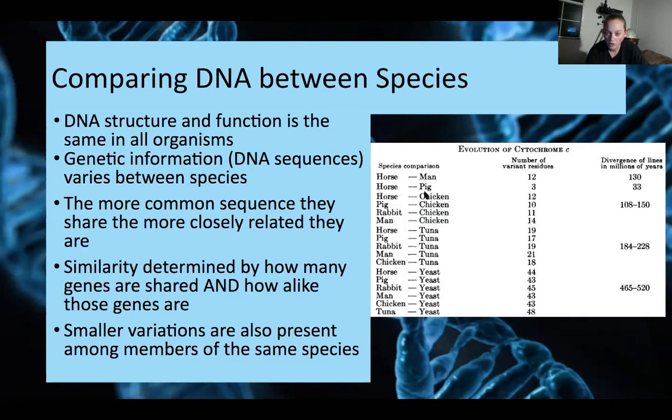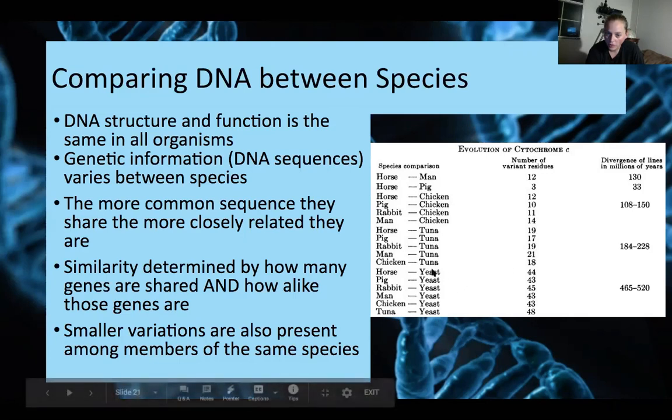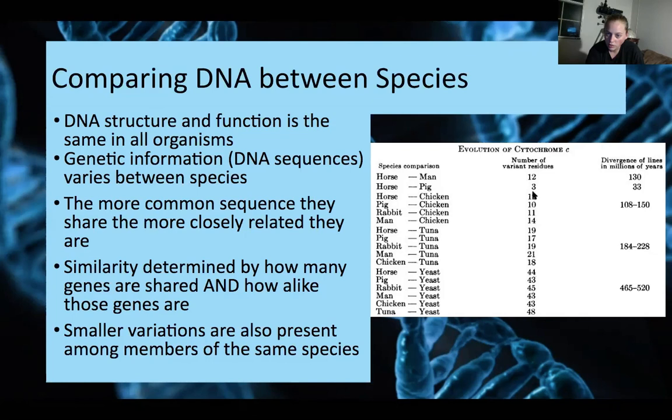If we look at the chicken's cytochrome C compared to the horse, pig, rabbit, and man, then we can see we have the fewest mutations between the chicken and the pig. This is not saying that pigs come from chickens or vice versa, but it is telling us something about their relationship in time. If we look down, then we can see between fish and these organisms, these differences are becoming greater and greater. And if we look at the yeast, we have a lot more differences than we do with the rest of these organisms.